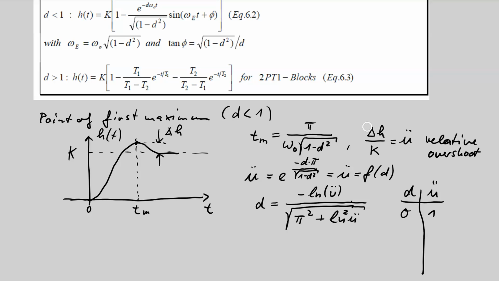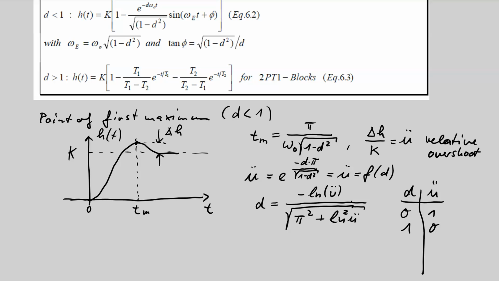Then the delta H is double the final value. So this part is the same size as k, and the Ü is 1. If damping factor is 1, if you replace here 1, you see this is e to the power of 1 times pi with the minus sign divided by 0, e to the power of negative infinity is 0. So if damping factor reaches the limit value 1, then there is no overshoot.